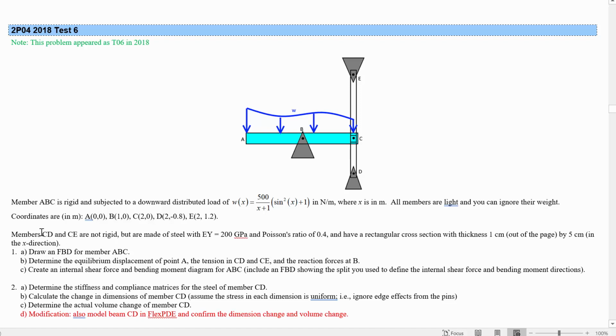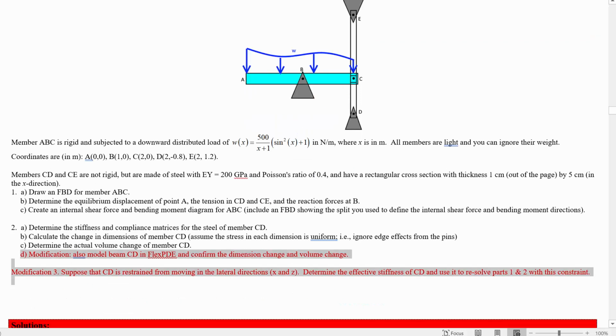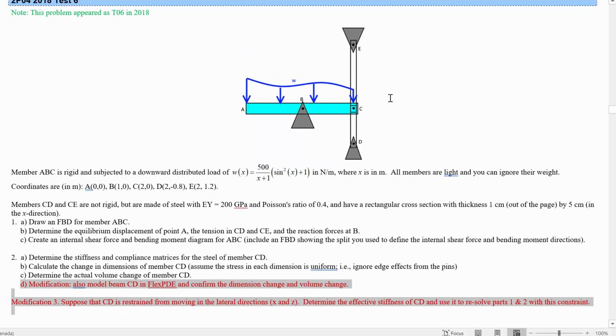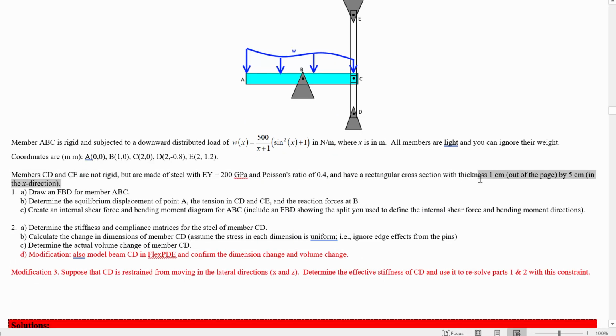Right, so members CD and CE, these things are not rigid, but are made of steel, I guess a transparent steel from Star Trek. I think it was actually transparent aluminum, but just before I get swamped in the comments there, transparent steel with a Young's modulus of 200 gigapascal, still very strong, and a Poisson's ratio of 0.4. This is much higher than steel actually has, but it's modified for this problem to make a more dramatic effect in this modification and have a rectangular cross-section that's given there.